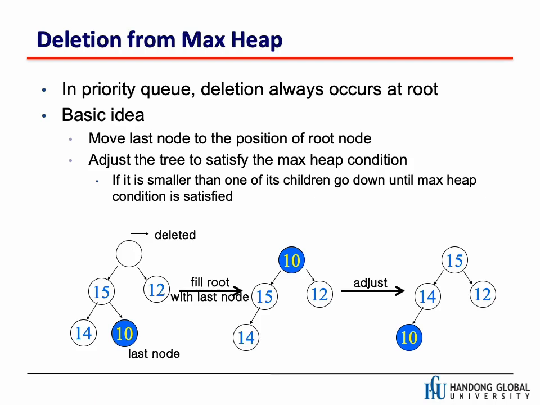Also, after moving 10 to the root node, 15 is larger than 10 and 12 is larger than 10. Then which one is the right one to swap? What if we swap 10 with 12? Then it's not as simple, right? After swapping, we have to check the 12 and 15. Then 15 is larger than 12, so we have to swap again there. So we have to adjust all the trees if we swap 10 with 12. So after moving 10 to the root node, we have to check the larger child.